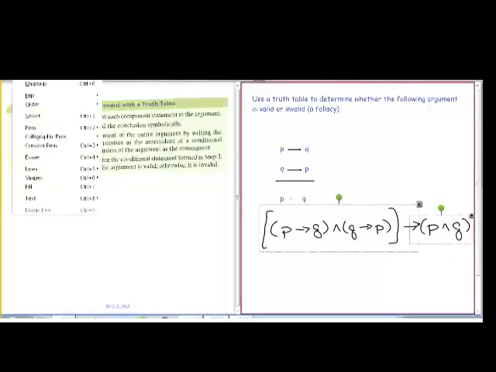So what we'll do is fill out the truth table and then see if we get all truths or not. And if we do, then it's a valid argument. So what I'm going to do is copy that to the next page.